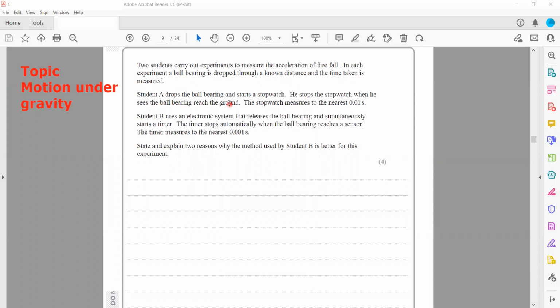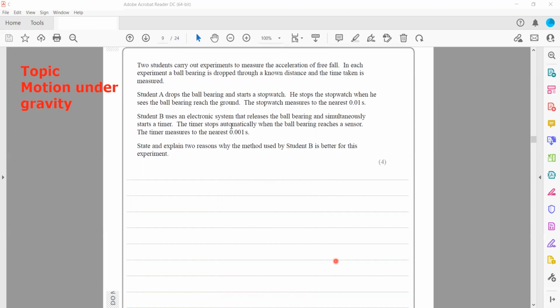Student A drops the ball bearing and starts a stopwatch. He then stops the stopwatch when he sees the ball bearing reach the ground. The stopwatch measures to the nearest 0.01 second. That is the small least count of the stopwatch. But whenever we are using a stopwatch, even though the least count is 0.01, the minimum value which we can record accurately is equal to the reaction time of a person.